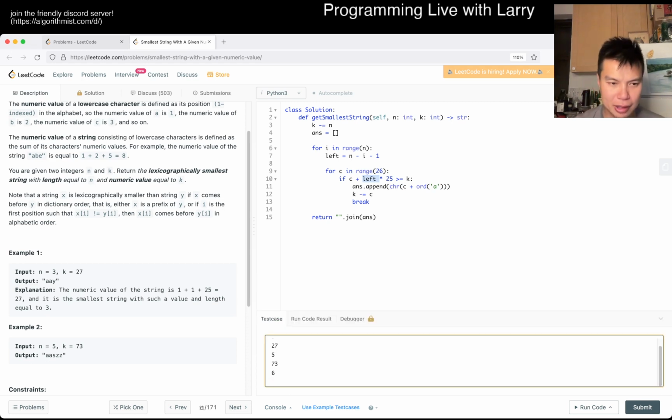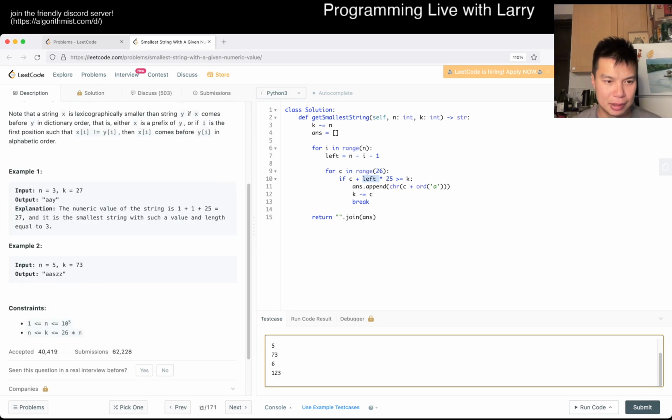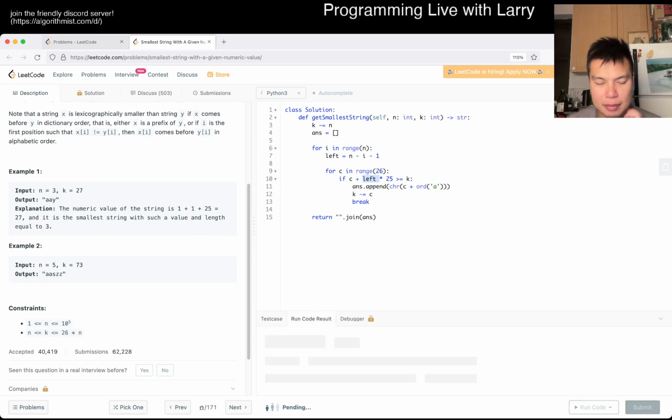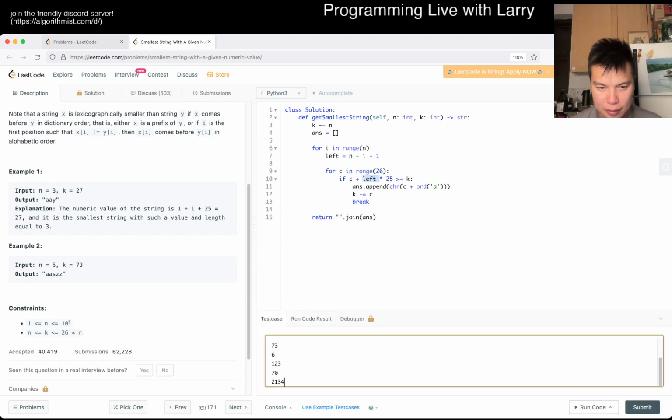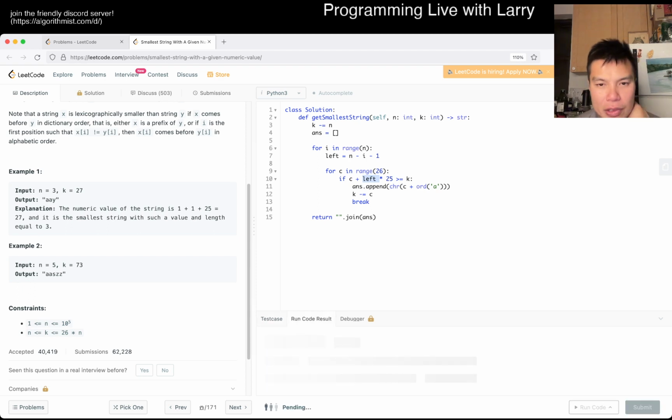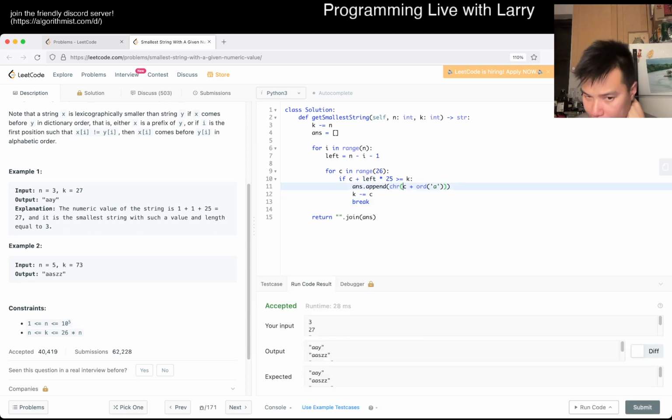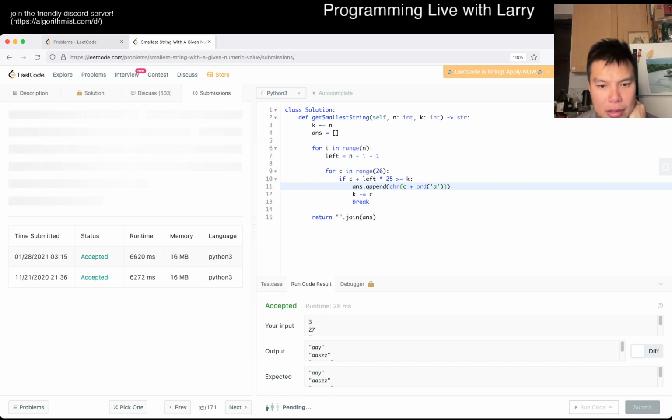Let's try some numbers. What can n be? N can be pretty big actually. Oh, whoops. So yeah, let's run it real quick, but this should be the same idea, the right idea. Cool, let's give it a submit. Hopefully this is not a timeout.